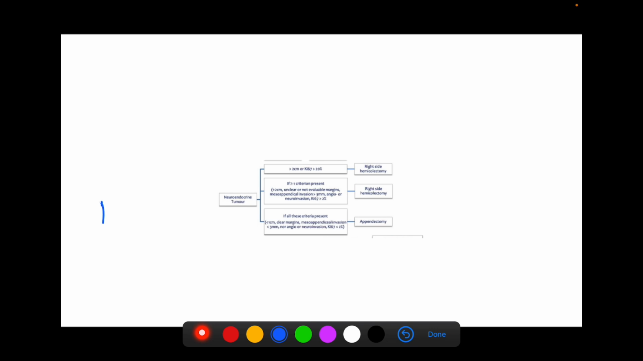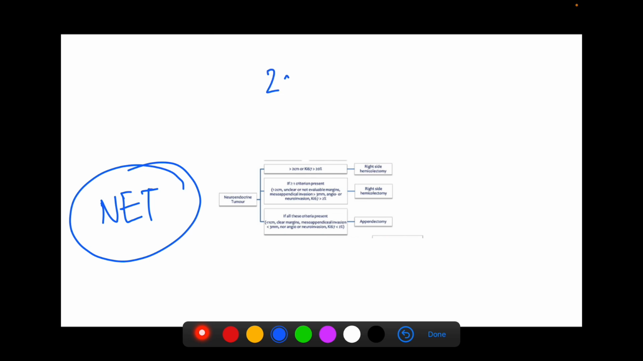Now neuroendocrine tumors, these are rare tumors, but in your surgical practice you might encounter them. Here the principle is the size criterion, 2 centimeter. So if it is more than 2 centimeter with a Ki67 more than 20%, Ki67 is a proliferation index, right? So if you have a high proliferation index along with a more than 2 centimeter tumor, then you need to subject the patient to right hemicolectomy.